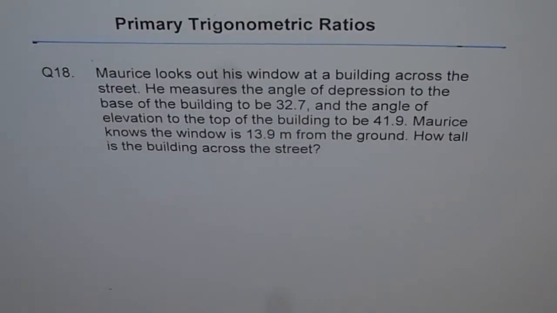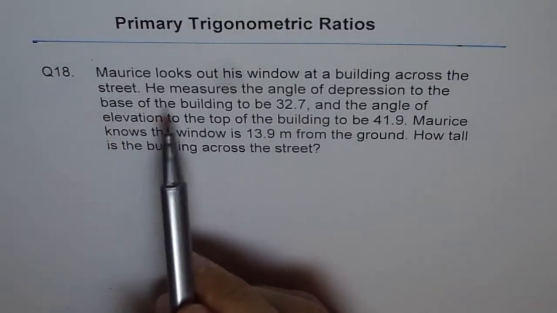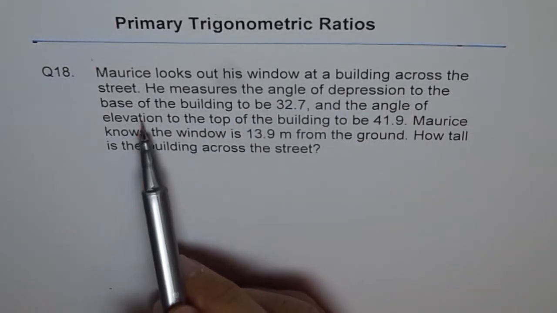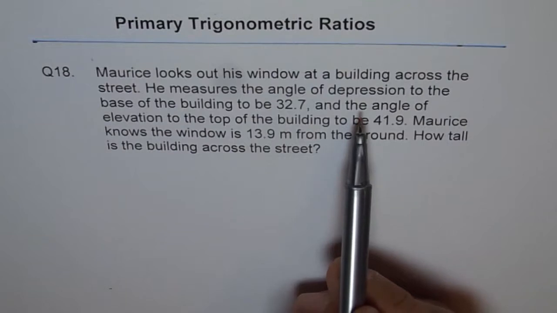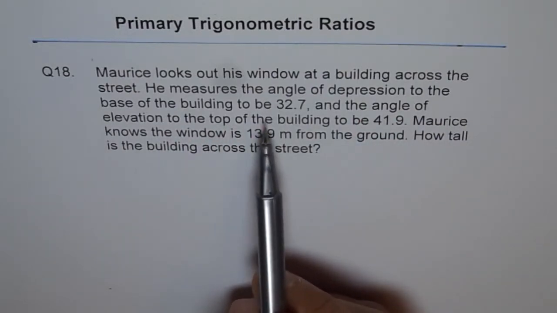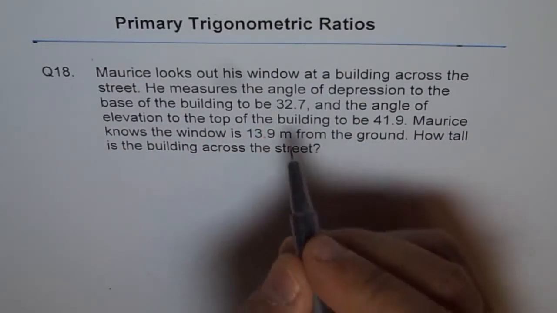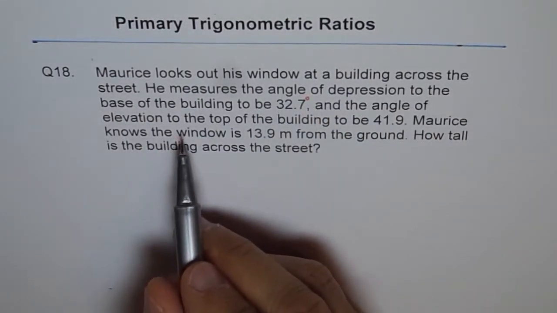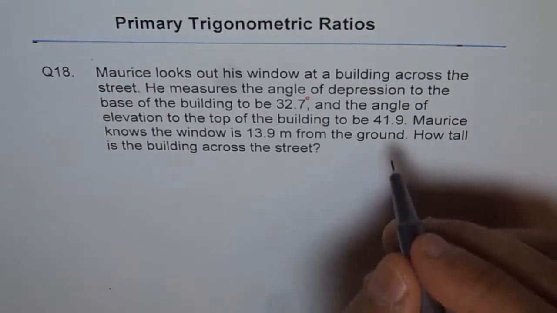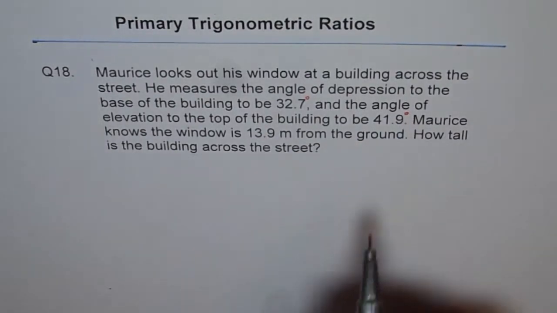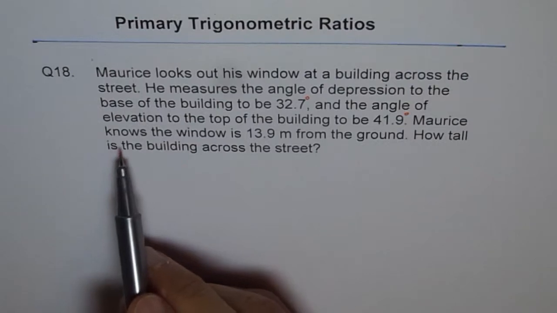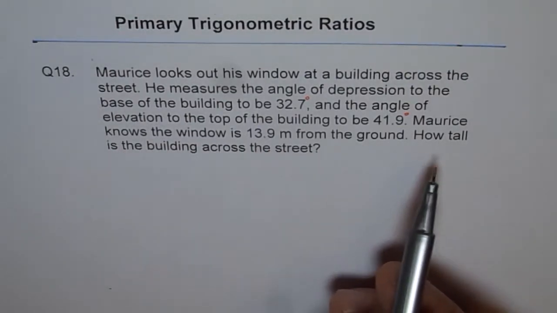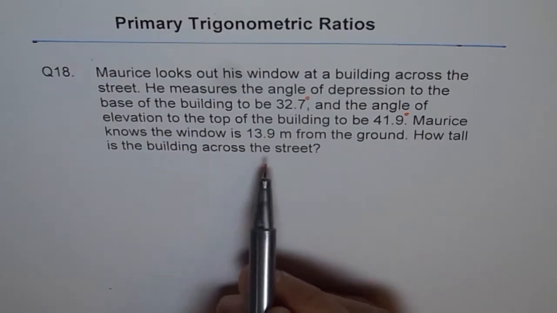Primary trigonometric ratios, question 18. Morris looks out his window at a building across the street. He measures the angle of depression to the base of the building to be 32.7 degrees and the angle of elevation to the top of the building to be 41.9 degrees. Morris knows the window is 13.9 meters from the ground. How tall is the building across the street?